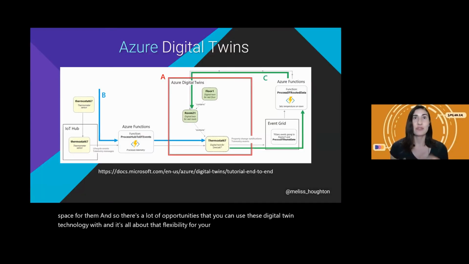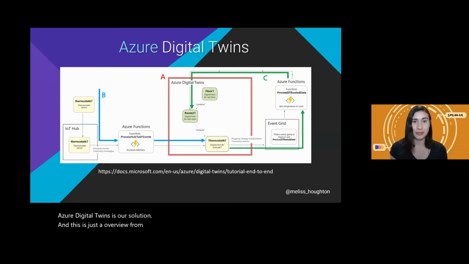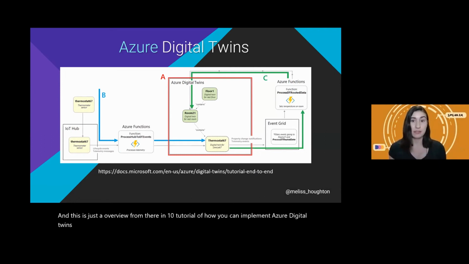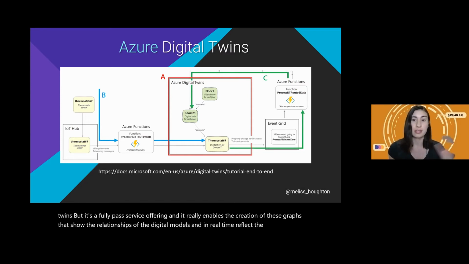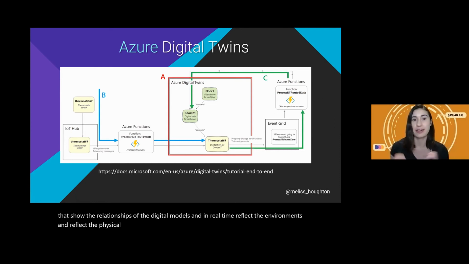And as I said, we're using Azure Digital Twins as our solution. And this is just an overview from their end-to-end tutorial of how you can implement Azure Digital Twins, but it's a fully PaaS service offering. And it really enables the creation of the graphs that show the relationships of the digital models and in real time reflect the environments and reflect the physical thing that they're a twin of. And it's really cool because it can all tie together into things that we're already familiar with, such as your IoT Hub or Azure Functions.